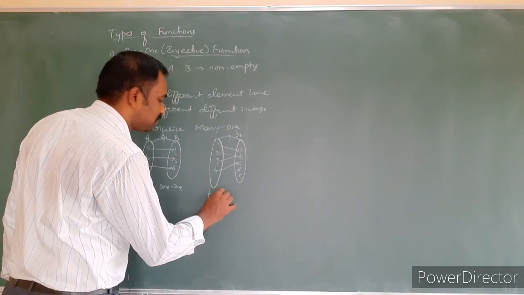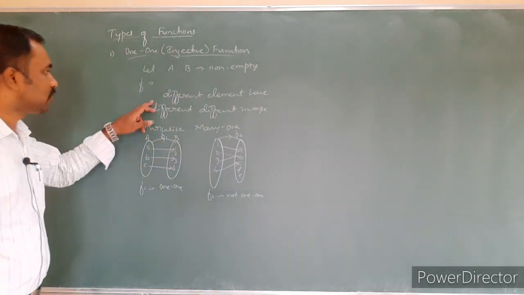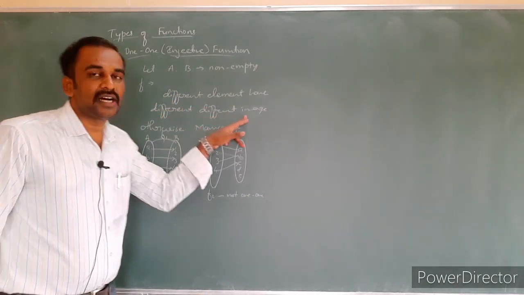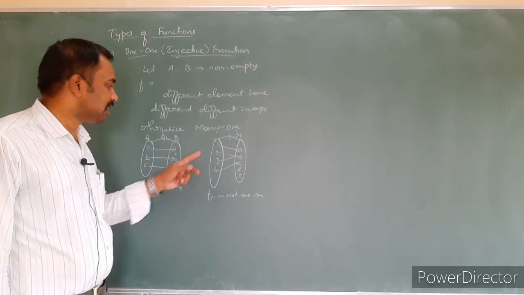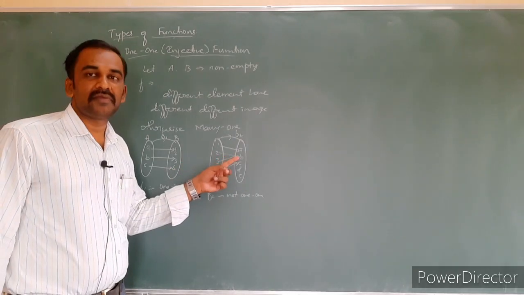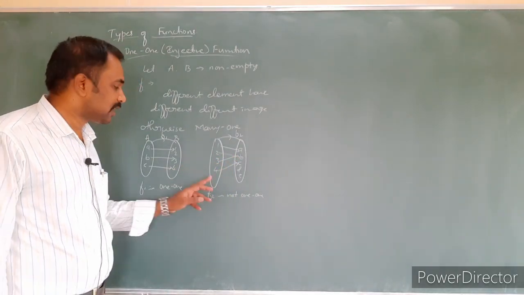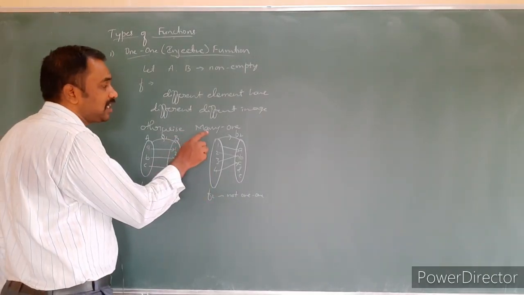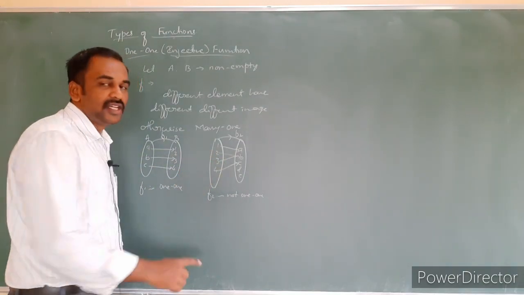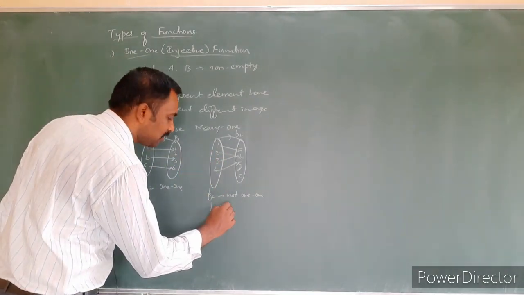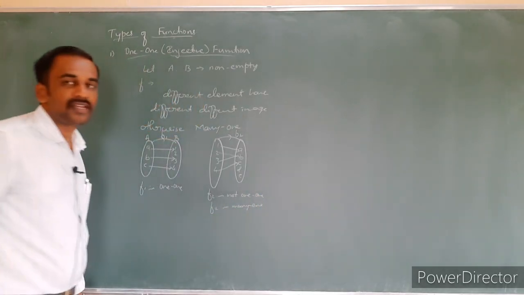So f2 is not one-one. Why? Because different elements do not have different images. What do we need? Different elements should have different images, but here different elements have the same single image. Therefore, it is not a one-one function. Are you clear about this one? It is not one-one, but it is many-one because many elements have the one image. Therefore, f2 is a many-one function.